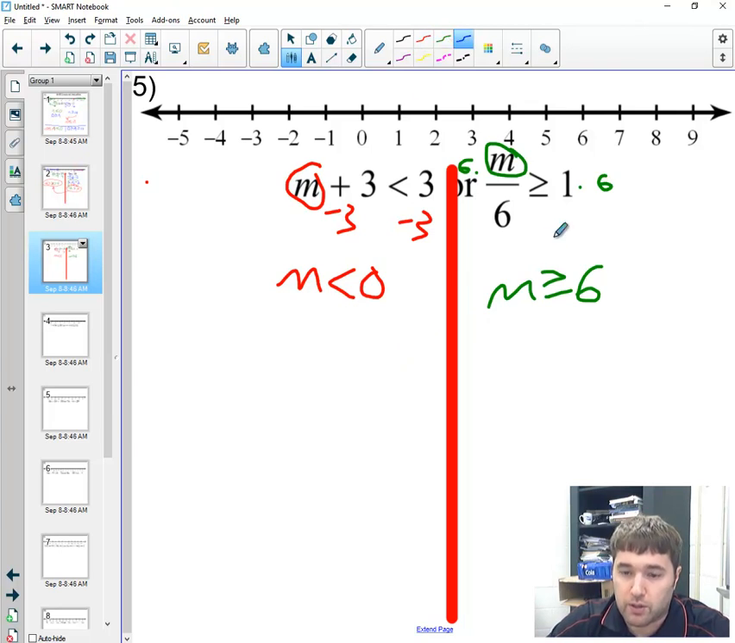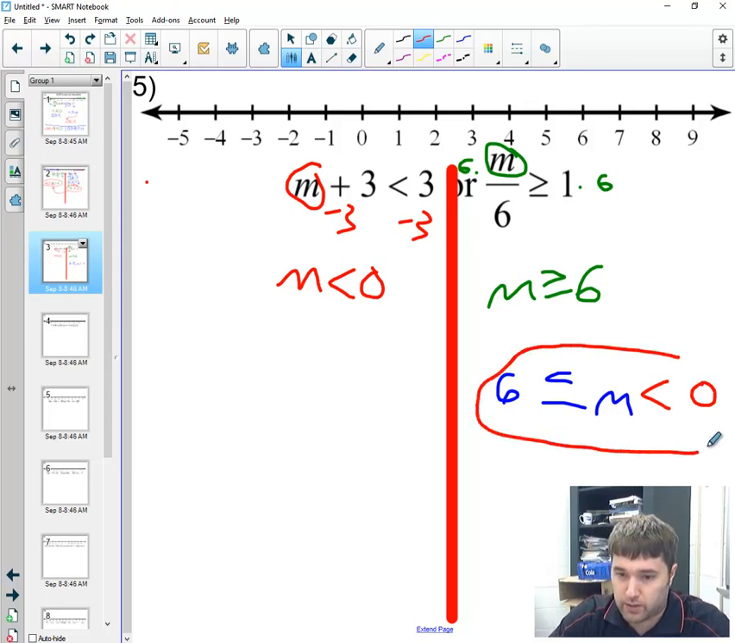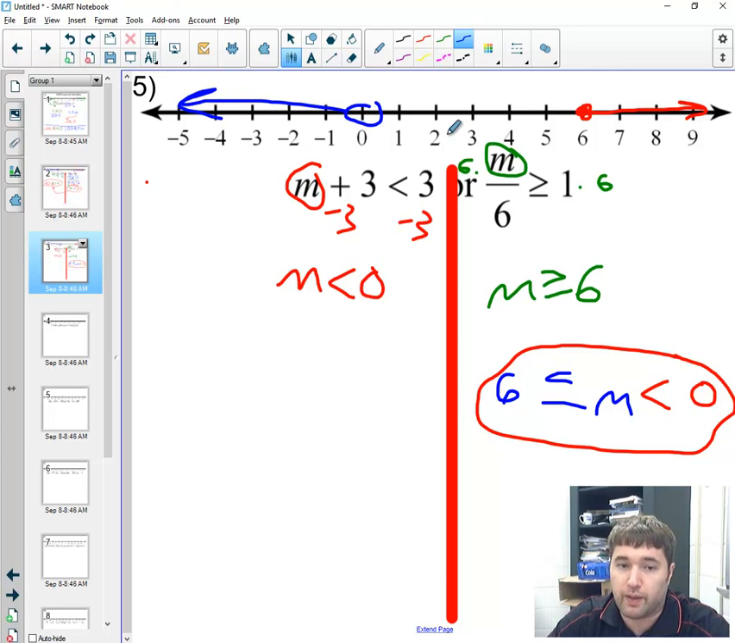And then all we do is take this, so 6 goes on this side, m goes on this side, and flip the inequality. And then we bring over this red less than 0. And that's our answer. To graph it, m is greater than or equal to 6, we put this dot and go to the right. And then for m less than 0, we put a dot and go to the left. Open dot. And that's how to graph it.